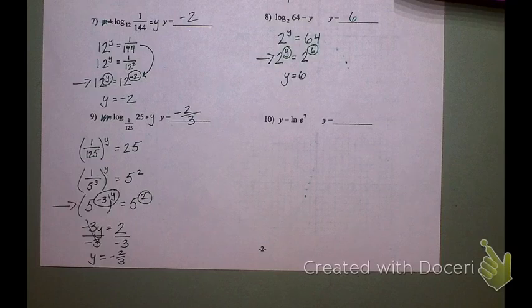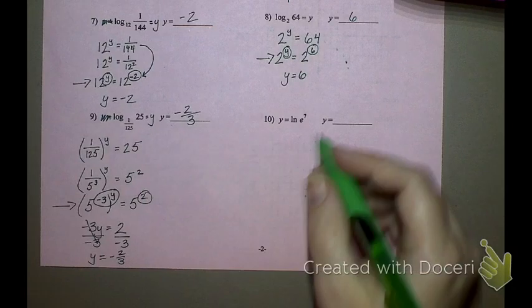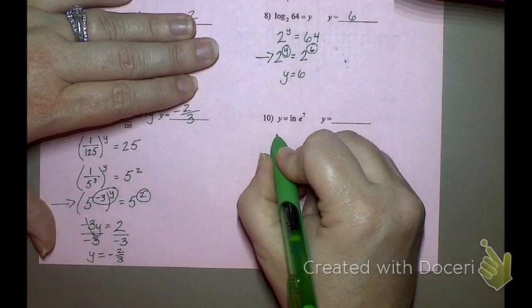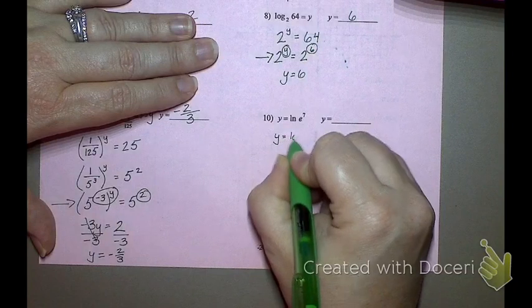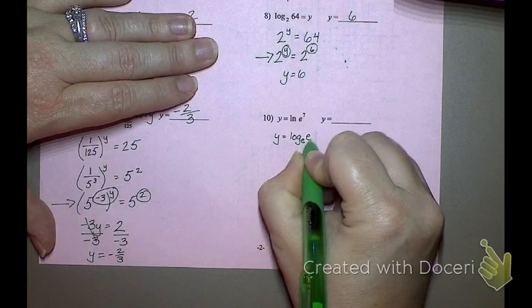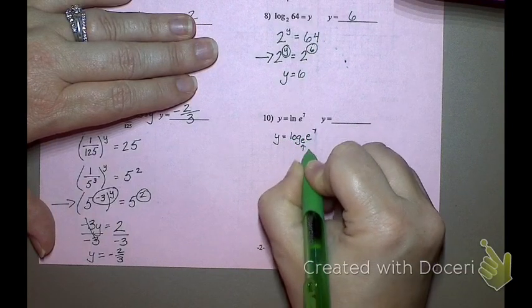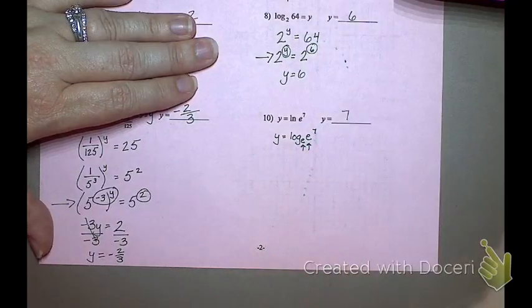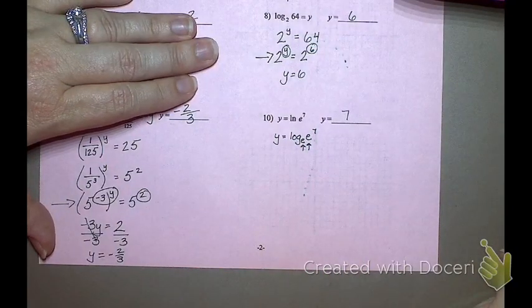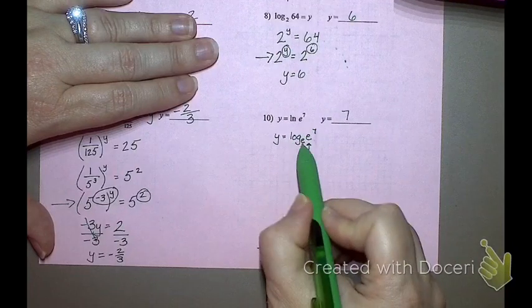Capiche? Okay. Last one. I'm okay with you not showing work on this one. Because if you know everything that you're talking about, this is a basic matchy-matchy rule. Right? So if you think about it, it's actually y equals log base e of e to the 7th, and there's your matchy-matchy. Your answer is 7. Right? Because natural log means log base e.